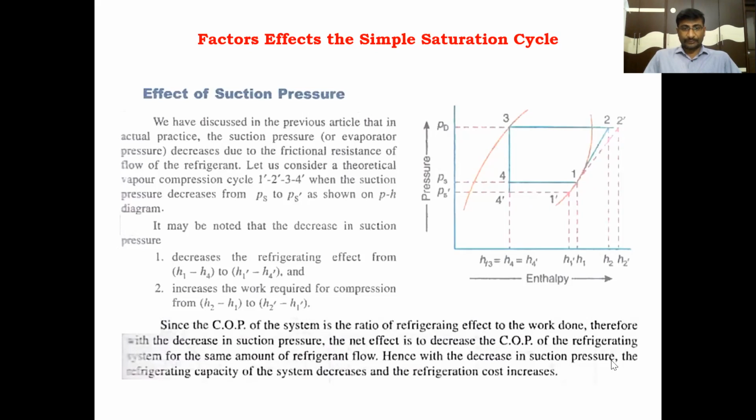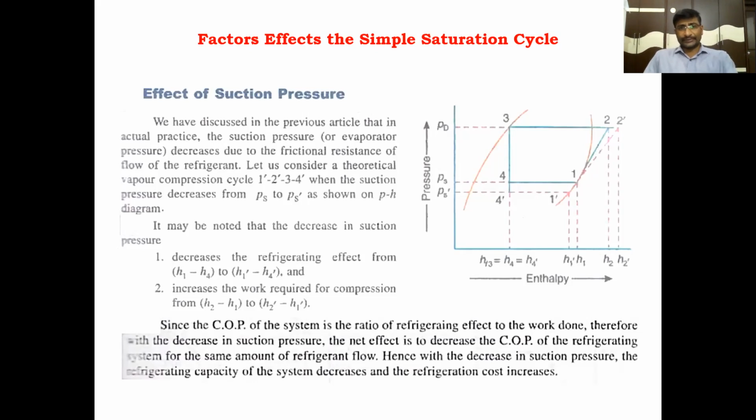Hence, with the decrease in suction pressure, the refrigeration capacity of the system decreases and the refrigeration cost increases. Whenever the refrigeration effect decreases, the work consumption by the compressor increases, so the refrigeration cost also increases because power consumption is more in this case. Therefore, from this we can conclude that the evaporator must be operated at higher pressures. Whenever it is operated at higher pressures, the work consumption is less and the refrigeration effect increases. Clear? So the evaporator must be operated at higher pressures.